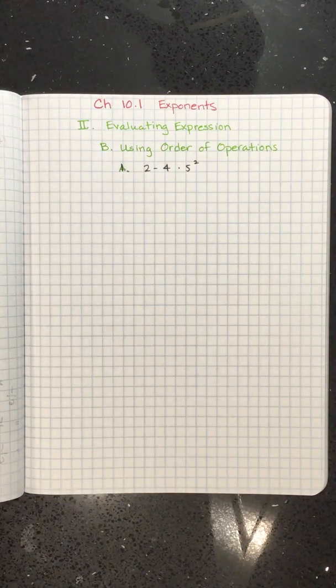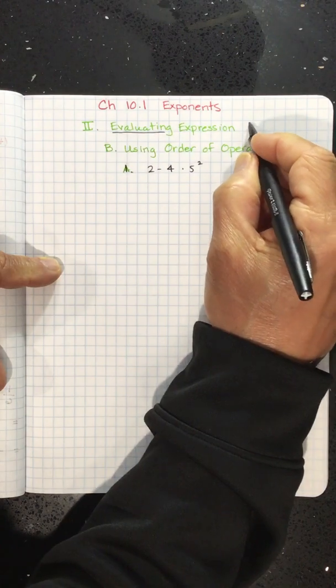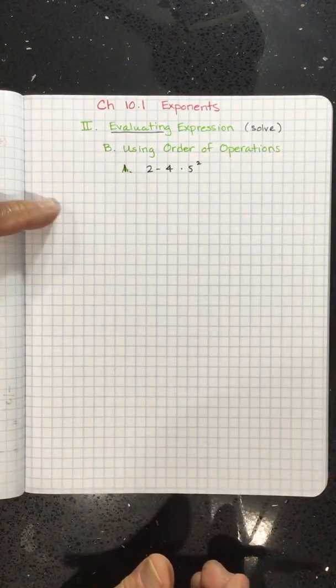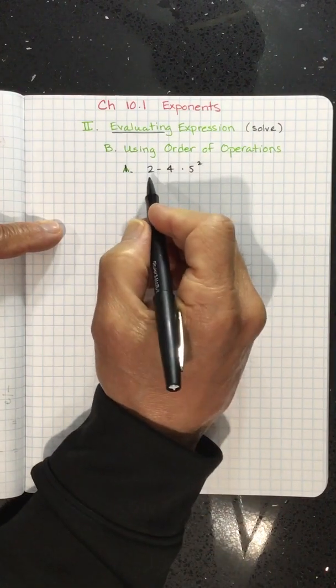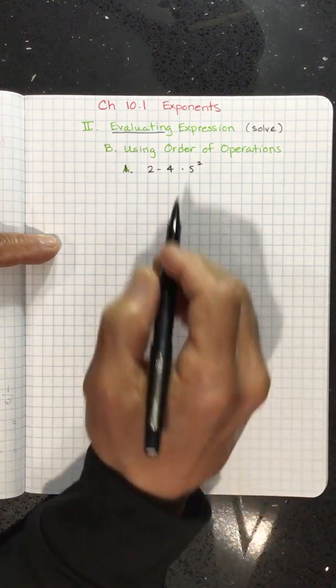Hi, Math 8. This is the second part of Section 2, Evaluating Expressions. Don't forget that evaluating means to solve. All right, this is going to take a little bit of time, but it's the important part. So the idea here is that we can never forget the basics, which are order of operations.